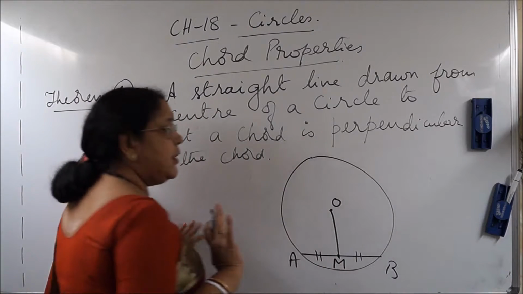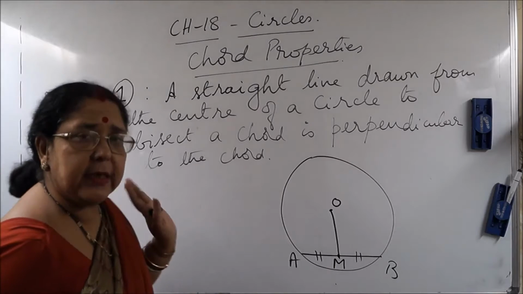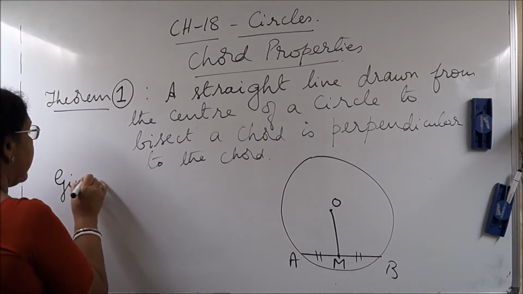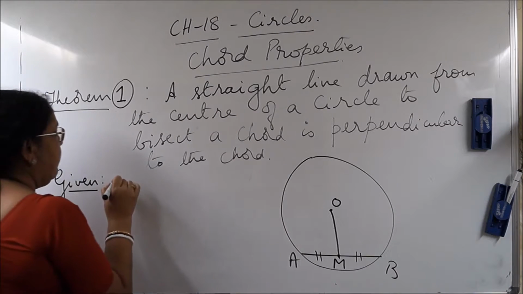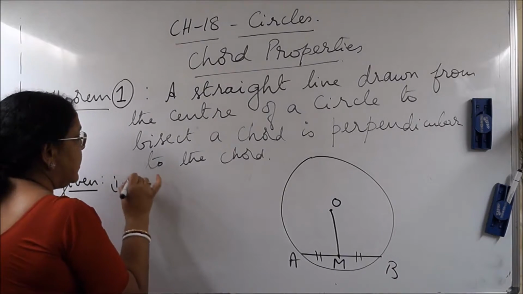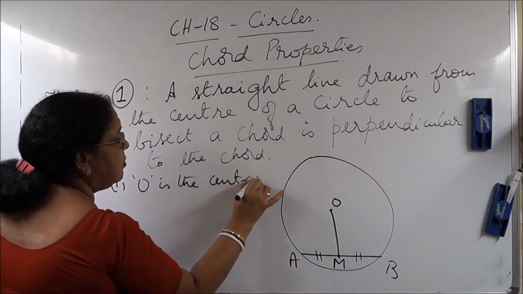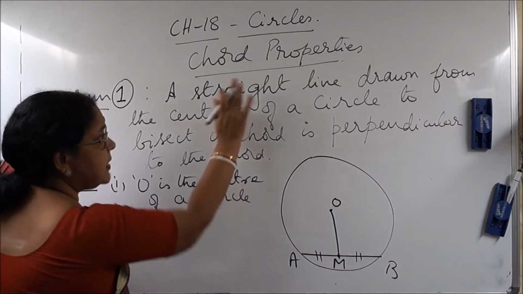Also, we know that OM is the straight line drawn from the center of a circle. So what all do we know? What we know, we write as given. So in this statement, what is given? First thing, O is the center of the circle. O is the center of a circle, that is given.